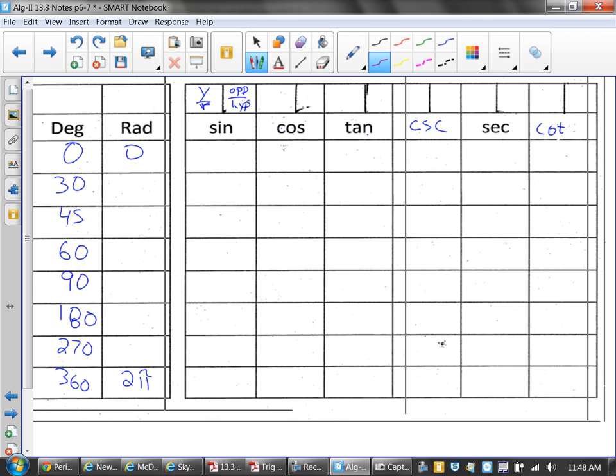Is it adjacent over opposite or opposite over adjacent? Opposite over adjacent. I want to take a little bit of time, fill this out now, and then I'm going to show you some tricks that you can do with these things.